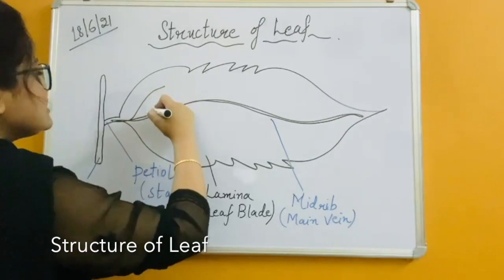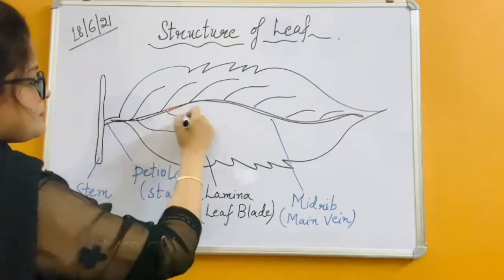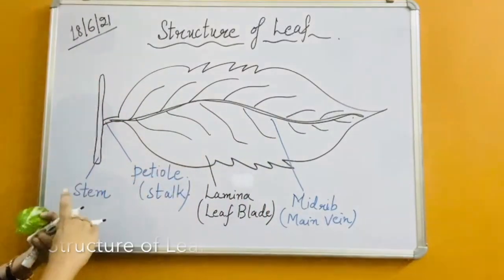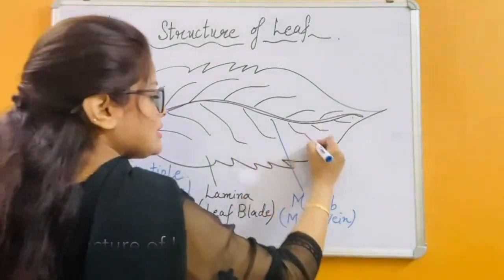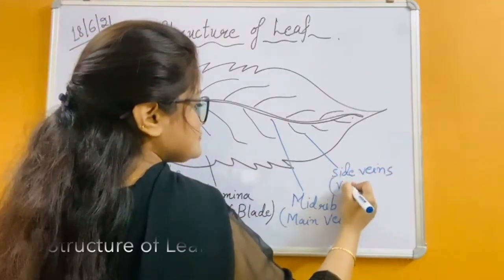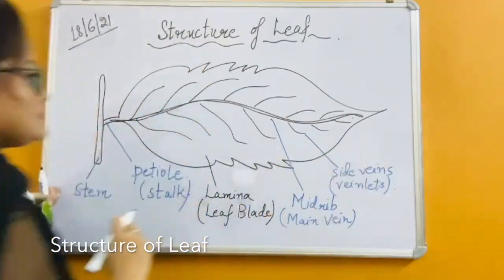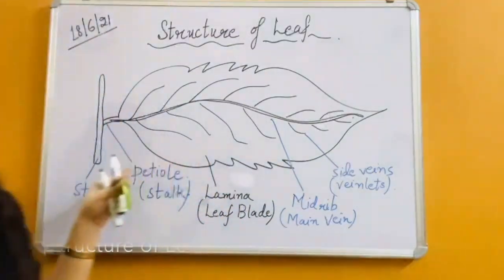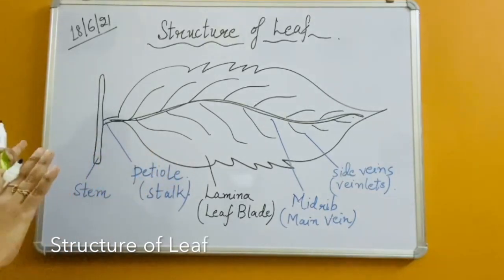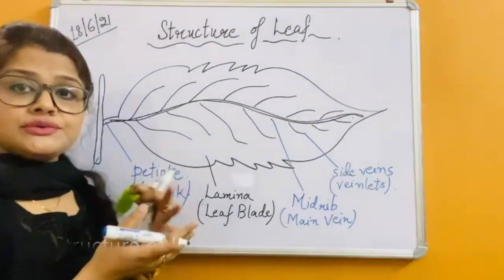Now, it is further divided into small branched side veins, like we also have veins in our body, right? In the same way, leaves also have small branched side veins. These are the side veins. So what is the function of side veins? They give rigidity to the leaf, and they also help in the transportation of water and other nutrients.